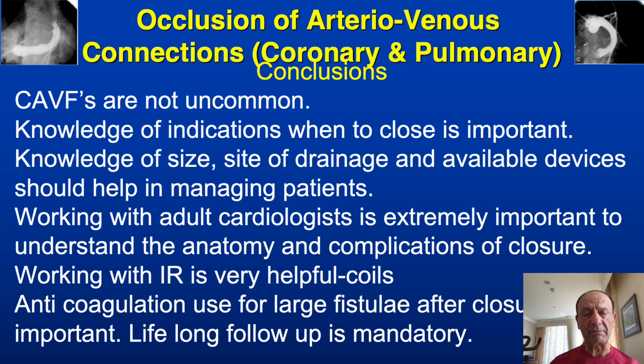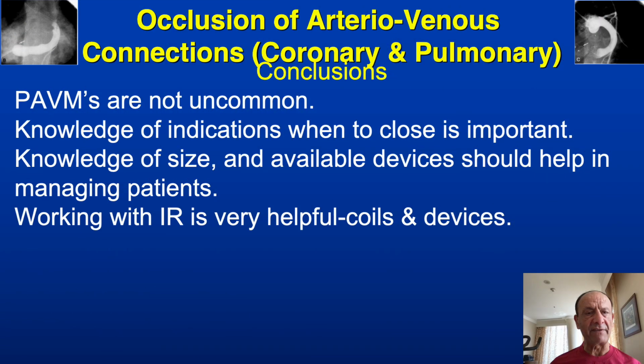Also, for adult patients, it's important to put them in the adult CCU so that if there are any EKG changes, enzyme changes, or symptoms, intervention can be activated immediately. Also, these patients require anticoagulation or antiplatelets. Pulmonary AVMs, the same thing.